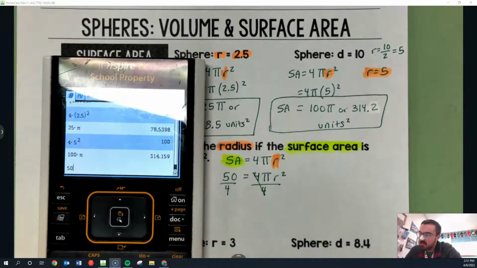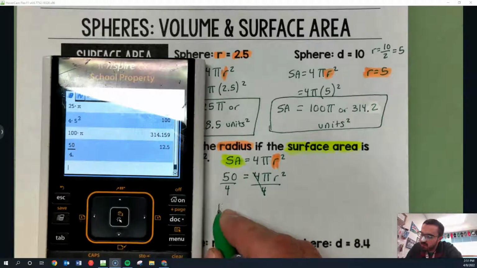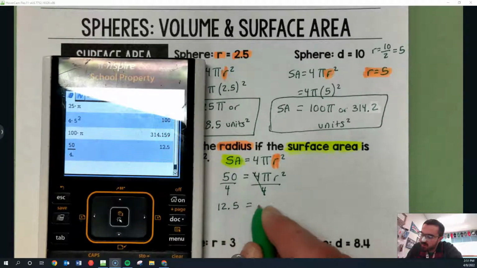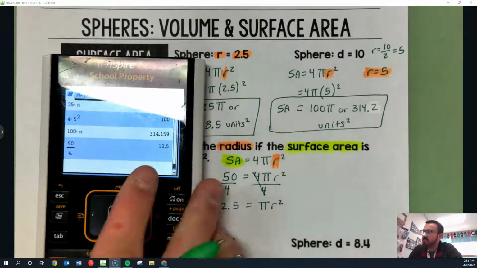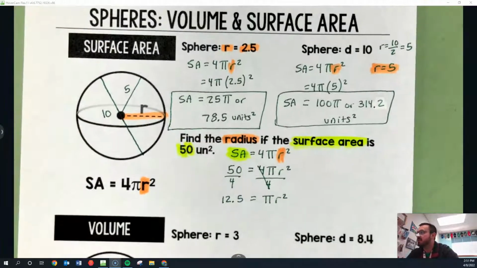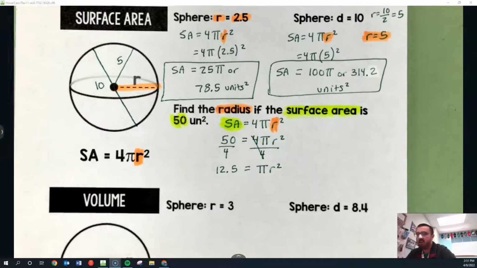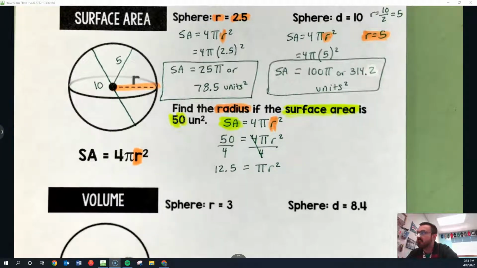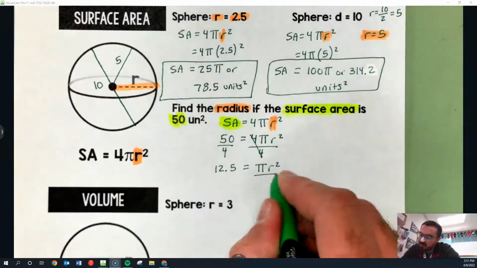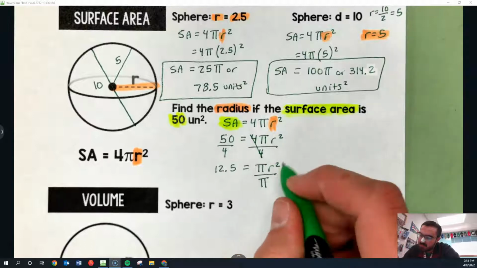50 divided by 4. If you put a period at the end, it will for sure become a decimal. So let's say it's 12.5 equals pi r squared. That doesn't seem too bad so far. Not too shabby. Okay, is r by itself yet? Still not by itself. We kind of need to divide both sides by pi, right? Let's see what happens there.